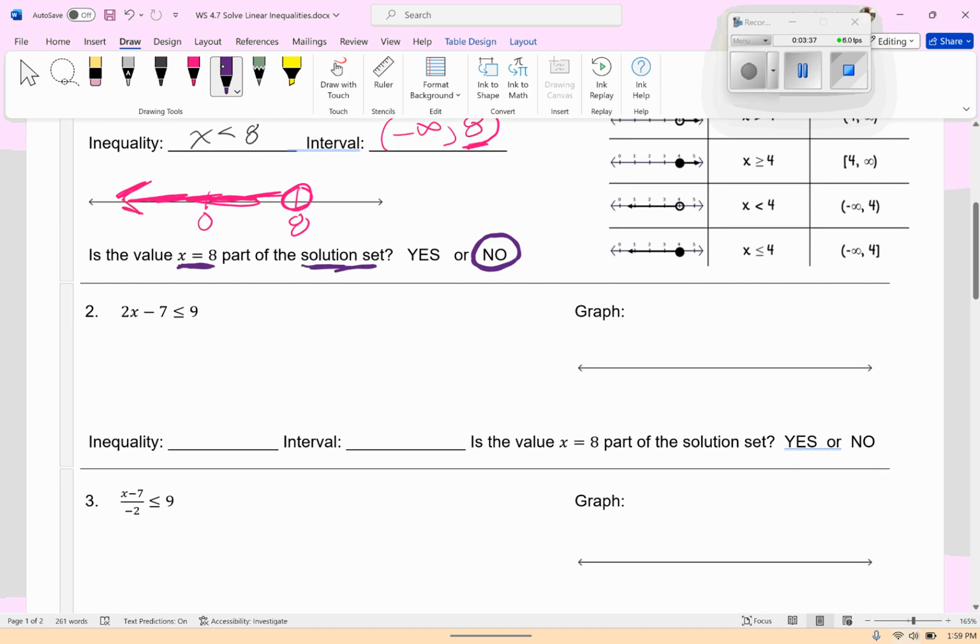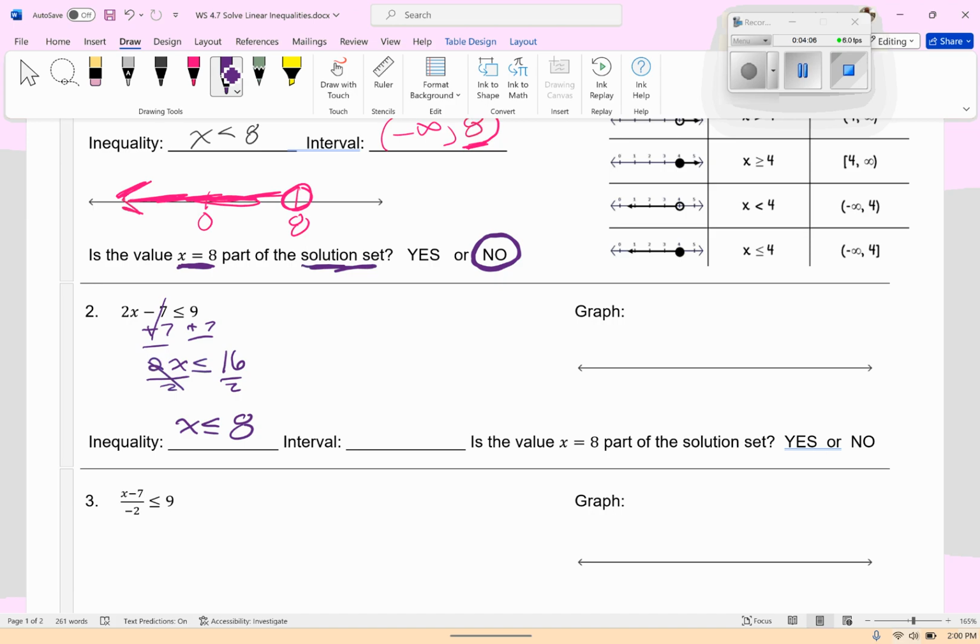Talk to me. What's my first thing I should probably do to both sides to start getting x all by itself? Plus 7. Very good. So add 7. Those cancel out. I get 2x is less than or equal to 7 plus 9, which is 16. What's the next step? Divide by 2. Those cancel. Reduce 16 over 2. So this is my inequality.